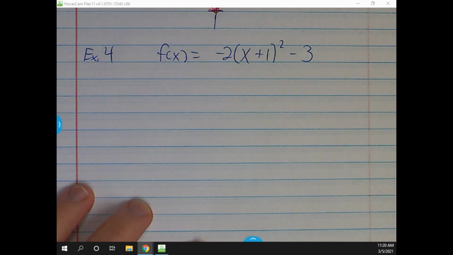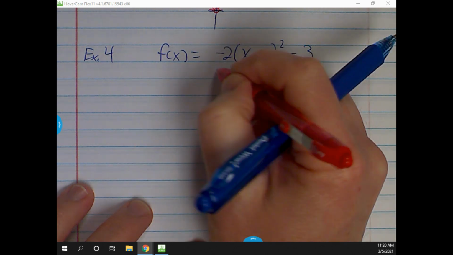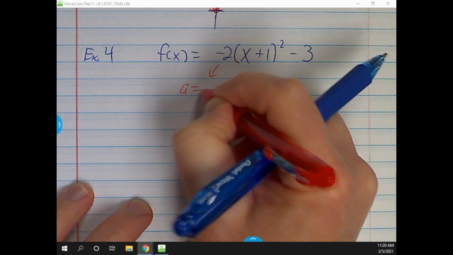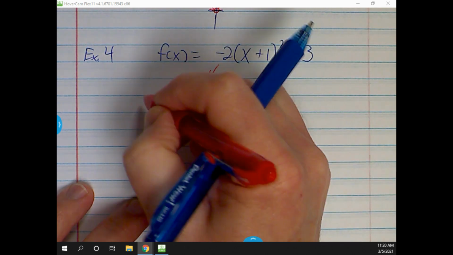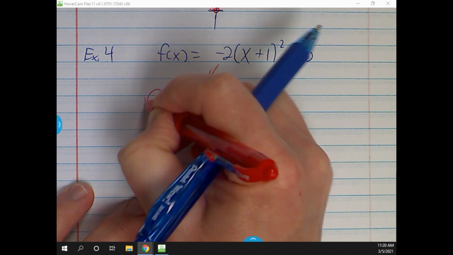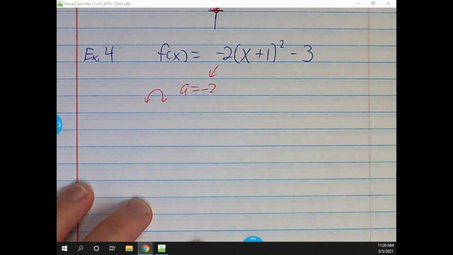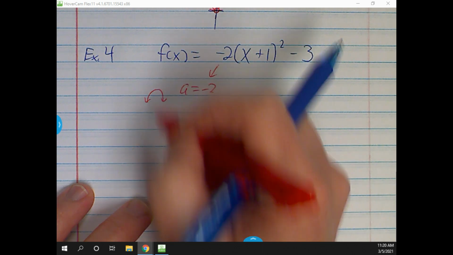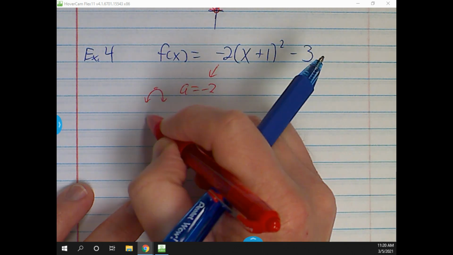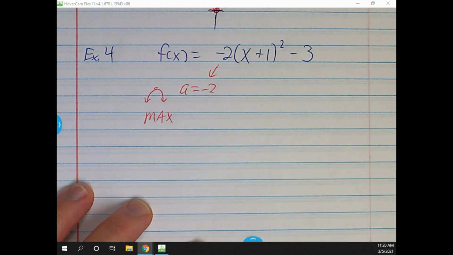All right, so getting the basics out. We've got our a value is -2. First time we've had a negative, so now instead of pointing up, it's going down. And again, if that one's going down, the vertex is at the top. That means it's a maximum point.